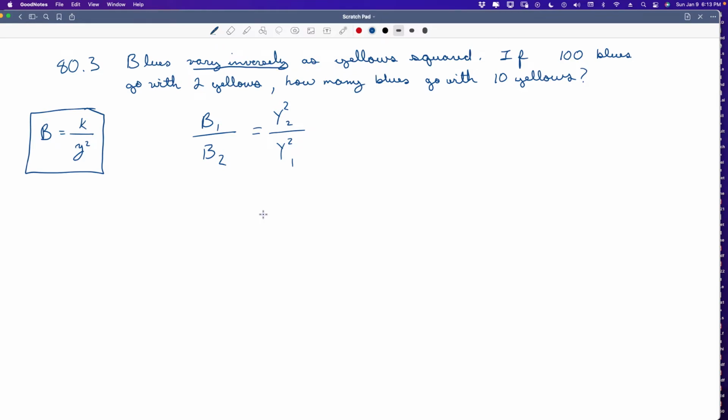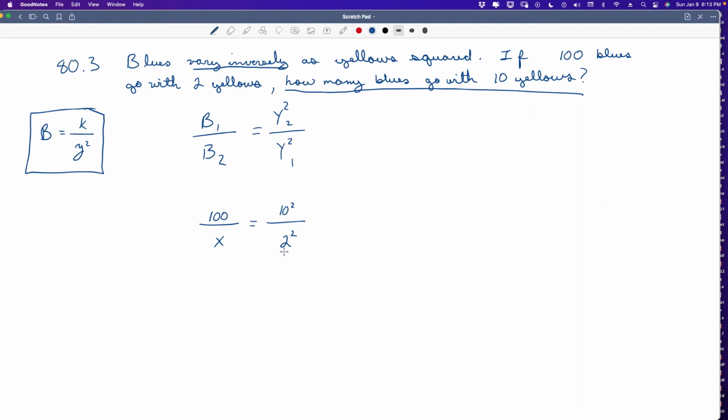So on our first event, that would be B1 across from Y1, we would have 100 blues equals whatever the second event is, which is 10 yellows squared. The first event is 2 yellows squared. We don't know what the second event of blue is because that's what it's asking. How many blues go with 10 yellows? So the information in the events goes across from each other, not next to each other. All right. So that's what we have to remember.